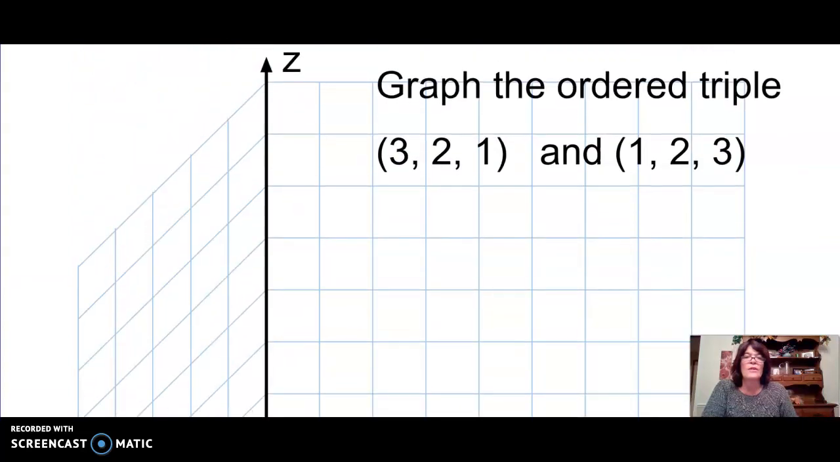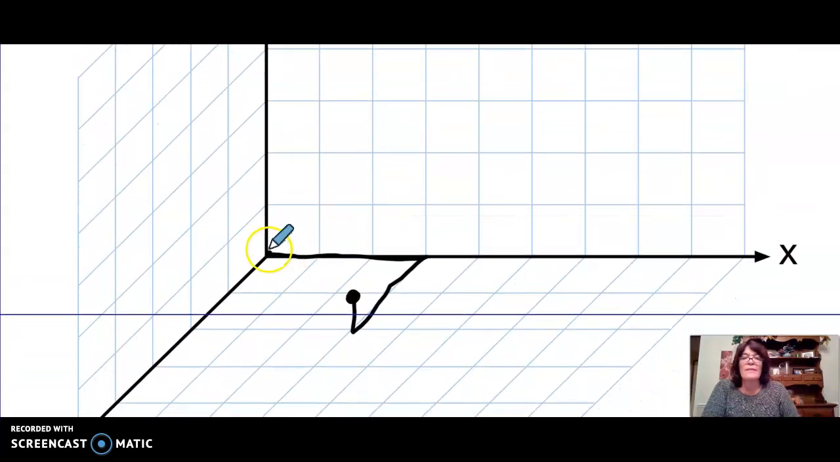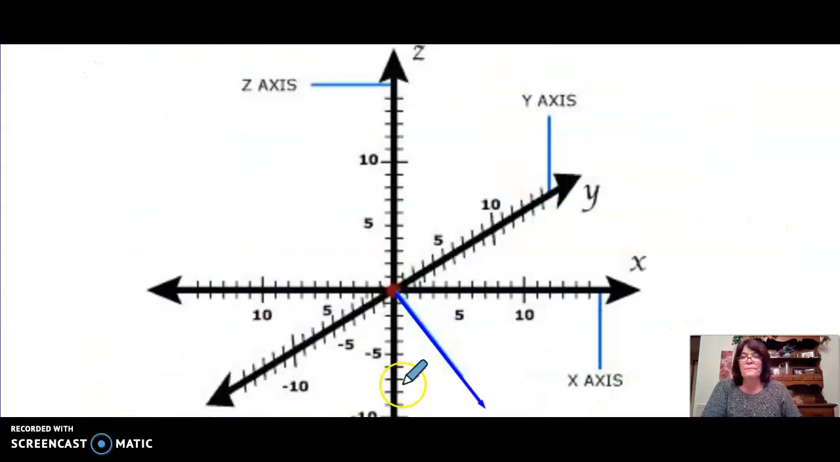Now the point 1, 2, 3, then I would go 1, 2, and then I'm going to go up 3, parallel to this axis, up 1, 2, 3. Maybe about here. It's hard because some people want to go up this high for the 3, but I'm already over here. There's 1, 2, 3. There's 3, 2, 1. It's in 3 dimensions.